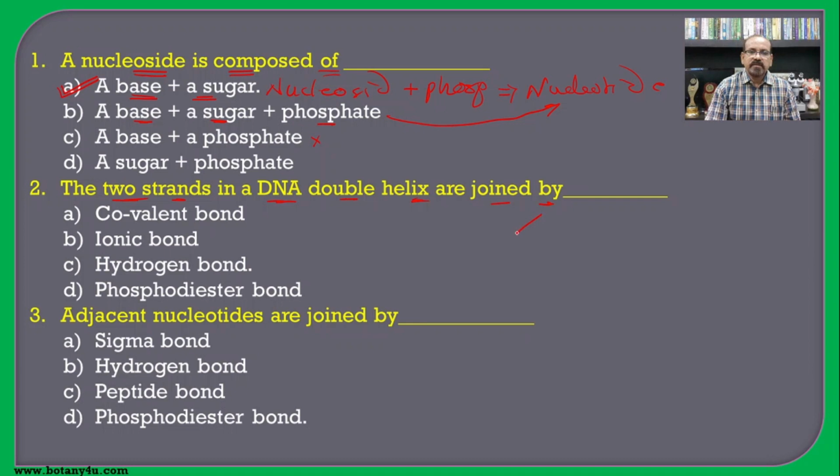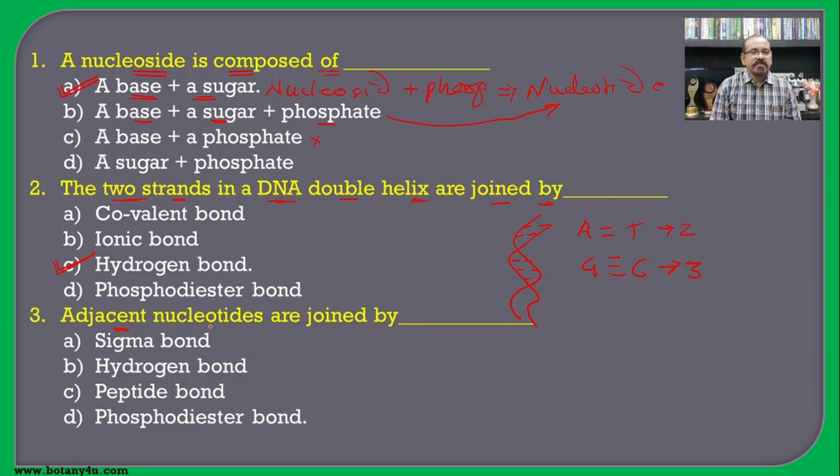When we are seeing the structure of the DNA molecule, the two strands which are anti-parallel to each other are joined with each other by means of hydrogen bonds between the complementary nitrogen bases. There are two hydrogen bonds between adenine and thymine, and three hydrogen bonds between guanine and cytosine. So we can say that they are held together by means of hydrogen bonds.